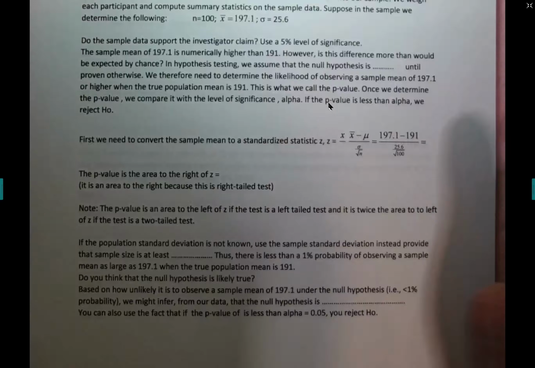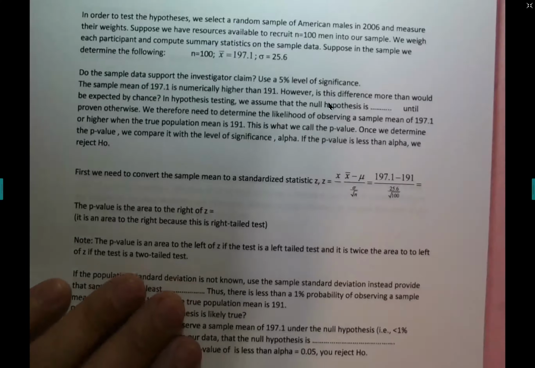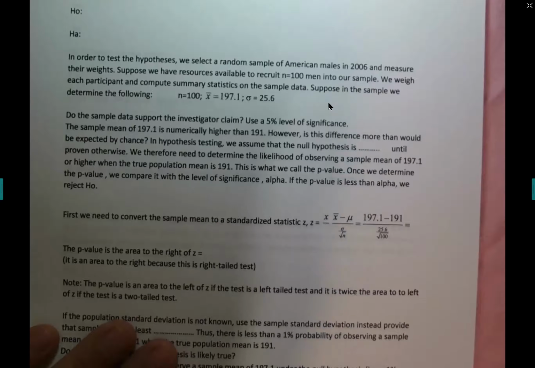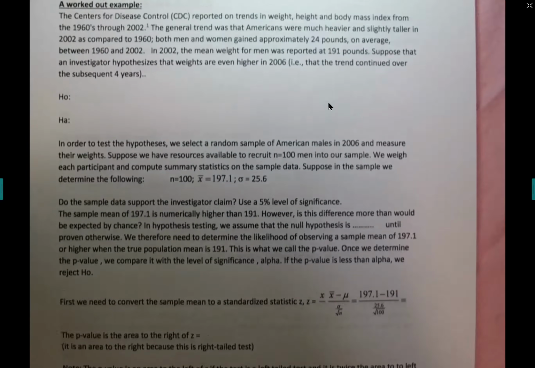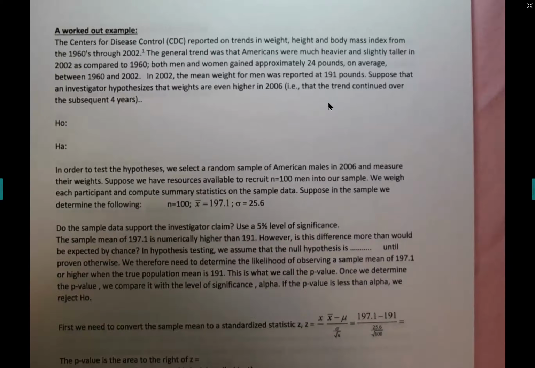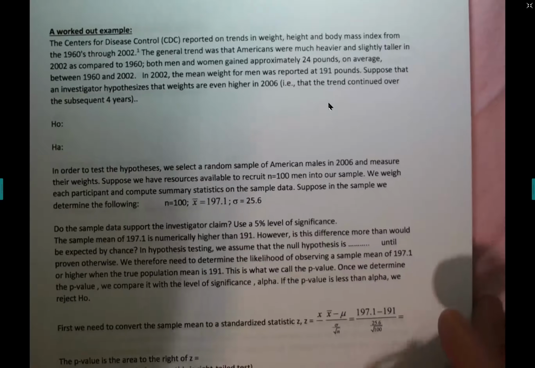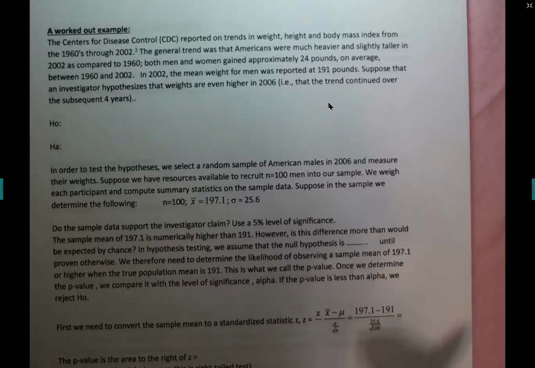All right. And let's do one exercise. I'm going to walk you through this question step by step. And there's a worked out example. Okay, let's do this exercise, guys.